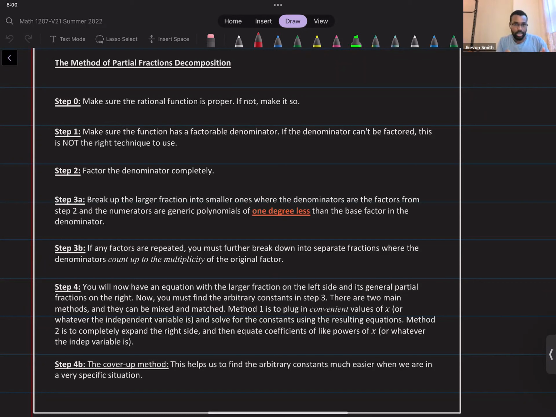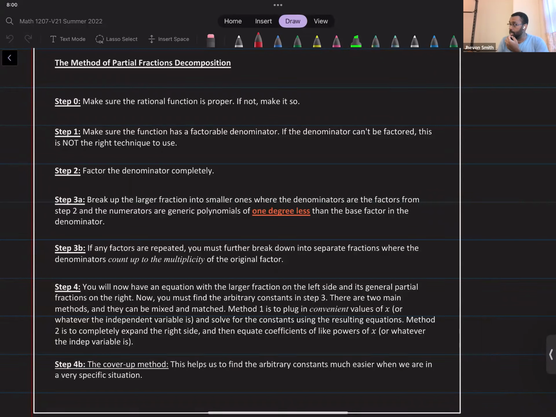You need to factor the denominator, break it into smaller fractions based on the denominator's factors, have some generic numerators with arbitrary constants, and then using this equation, figure out what those arbitrary constants are. And then the idea is all these little fractions that you figure out are going to be easier to integrate than the large cumbersome fraction.